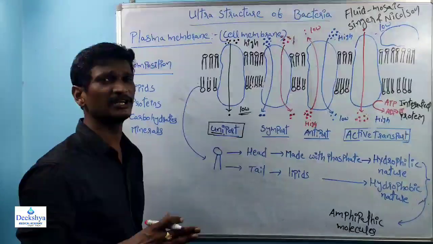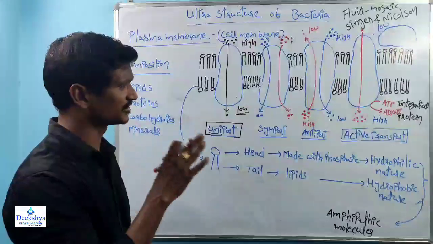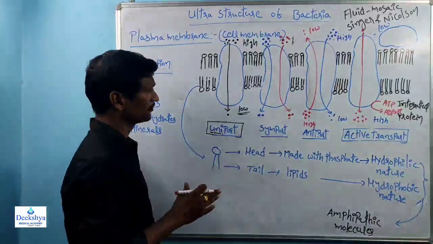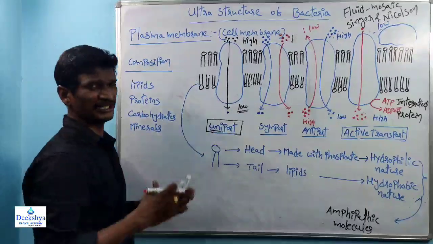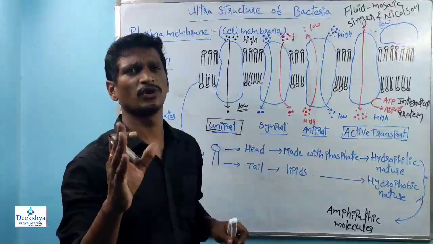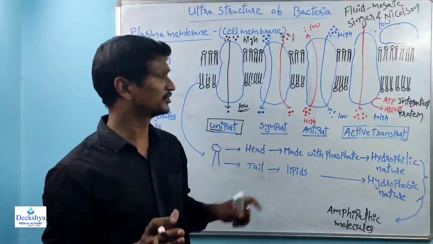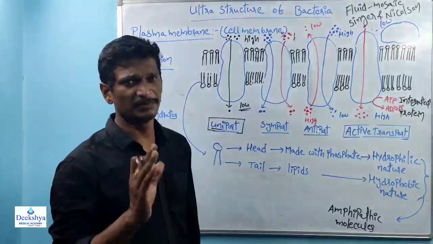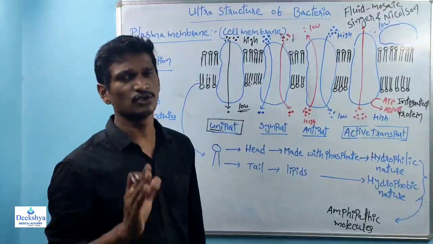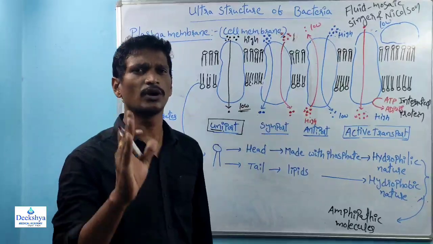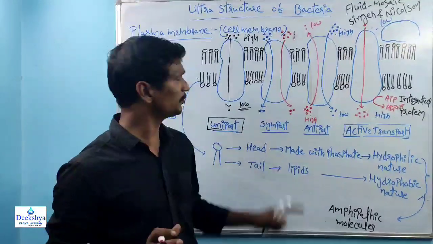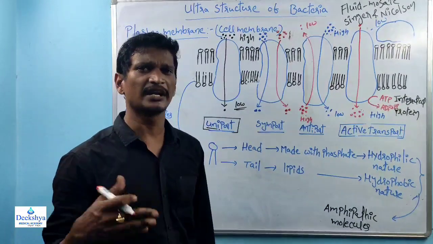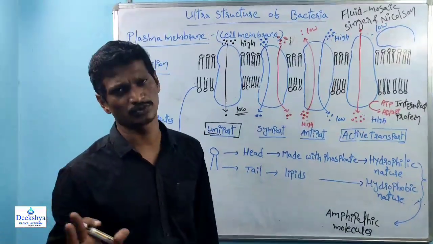So that is about the different types of transport systems carried out by proteins. Initially I discussed lipids, which are phospholipids, with two layers. Lipids are involved in the transportation of one kind of molecules. Proteins are also involved in the transportation of another kind of molecules.